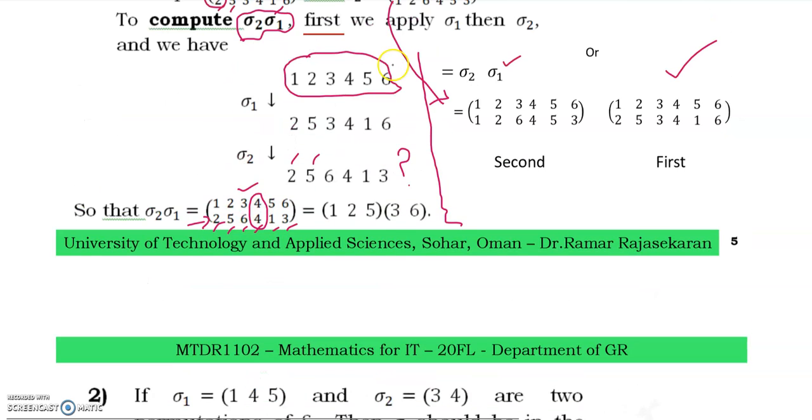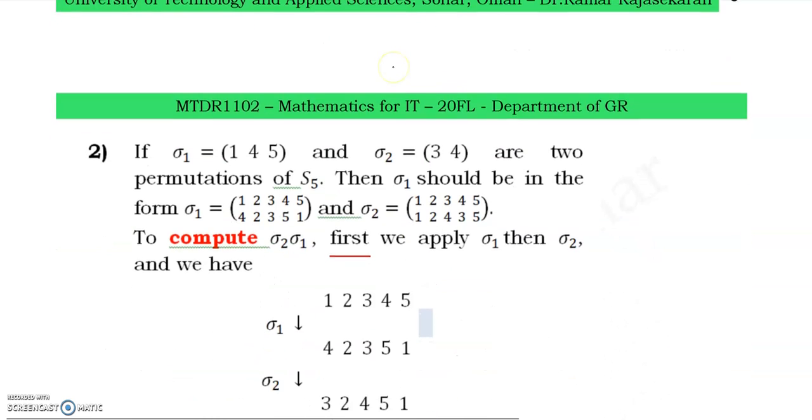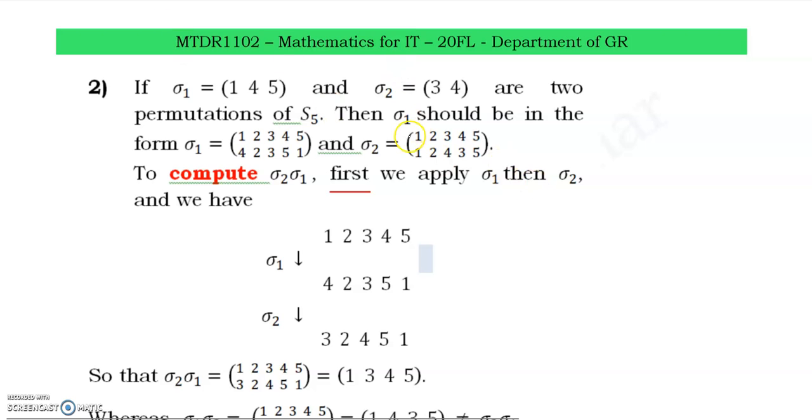Dear students, this is the continuation of the previous video. Now you will see this example. Sigma 1 is given in cycle form. Sigma 2 is given in cycle form. These two permutations are defined on S5.